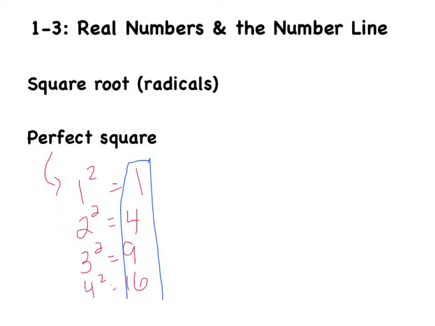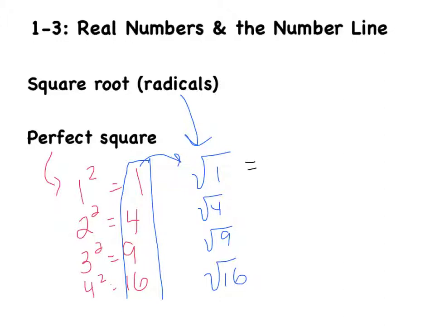When I deal with square roots, it does the inverse of squaring something. So if I take these numbers here and say the square root of 1, square root of 4, square root of 9, the square root of 16, it is a way of getting back to my base, the 1, the 2, the 3, the 4.